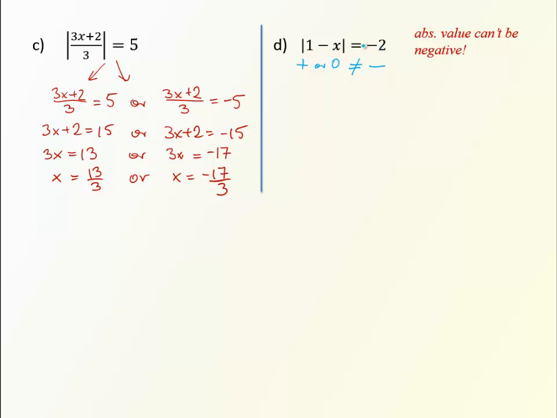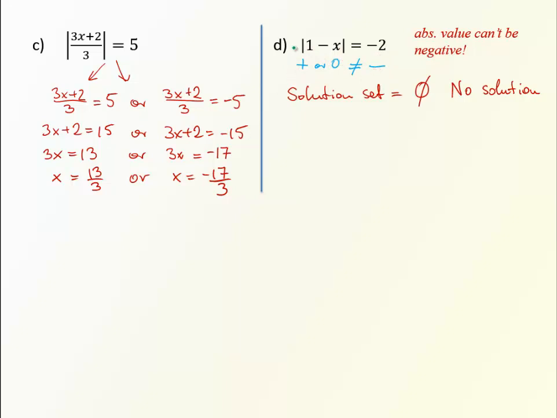As soon as you notice that your absolute value is equal to a negative number, you can say that the solution set is an empty set, or you can say just simply no solution. Obviously, this needs some justification, so you need to show that you've been thinking about the different signs, that a positive is never equal to negative.